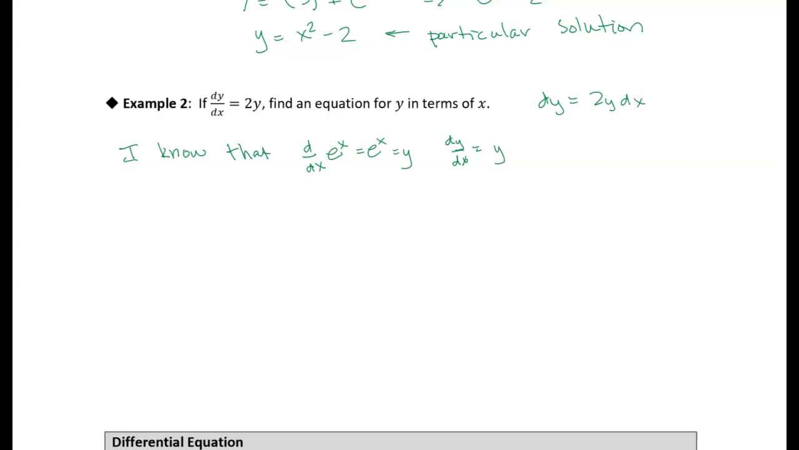But let's think about the chain rule. Instead of making y equal to e to the x, what if I made y equal e to the 2x? Then we would have dy/dx is equal to 2e to the 2x. We're using the chain rule: the derivative of the outside would just be e to the 2x, and then we take times the derivative of 2x, which is just 2. And since y is equal to e to the 2x, this is equal to 2y. This right here is y.